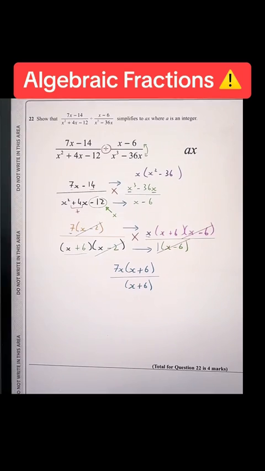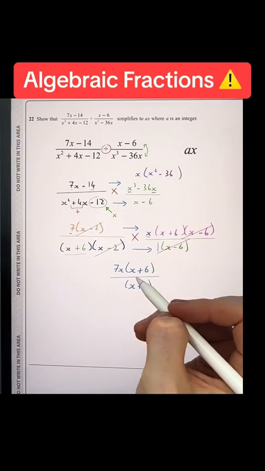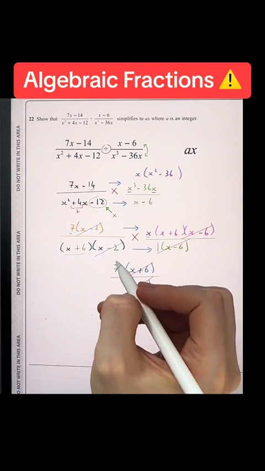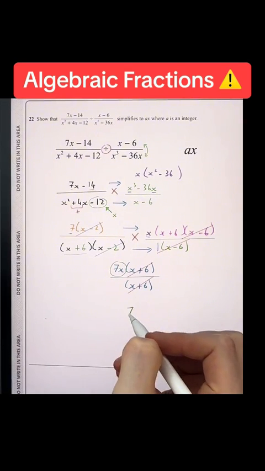Again, checking for any common factors. Here I can see I've got x plus 6 common in brackets on the top and bottom. So I'll cancel that. So doink and doink will cancel. Hence, my final answer, which is quite beautiful, is simply 7x.